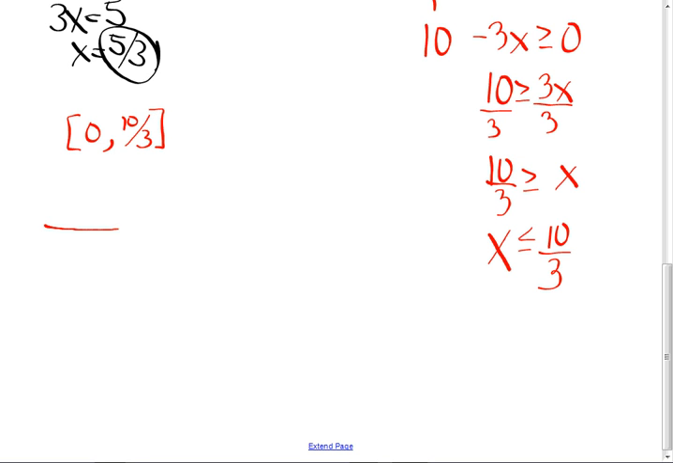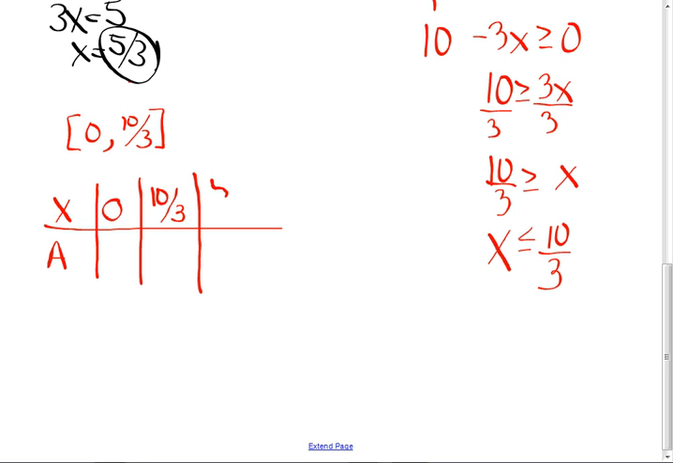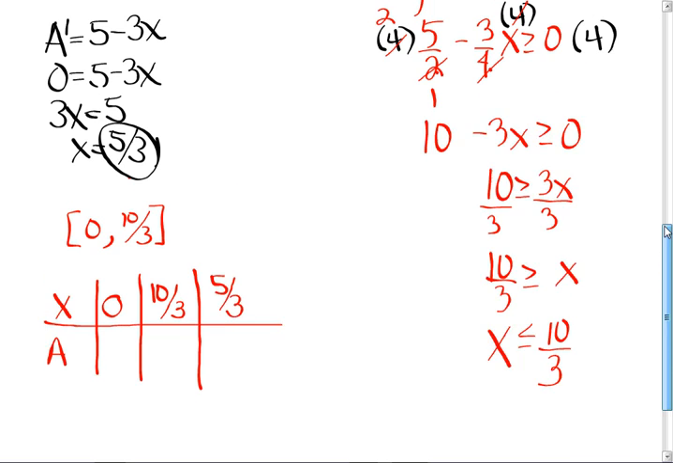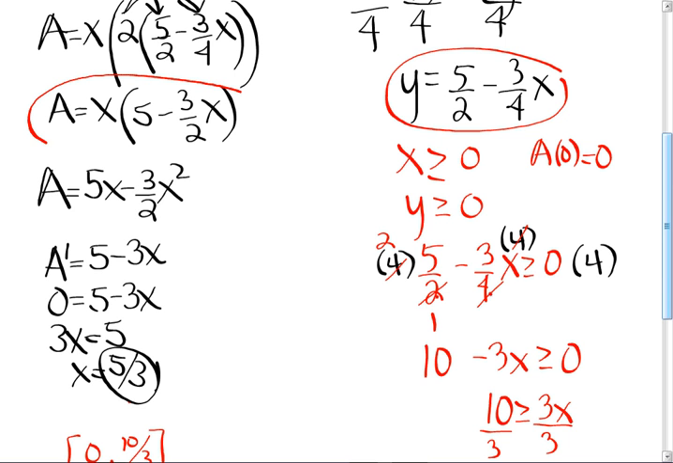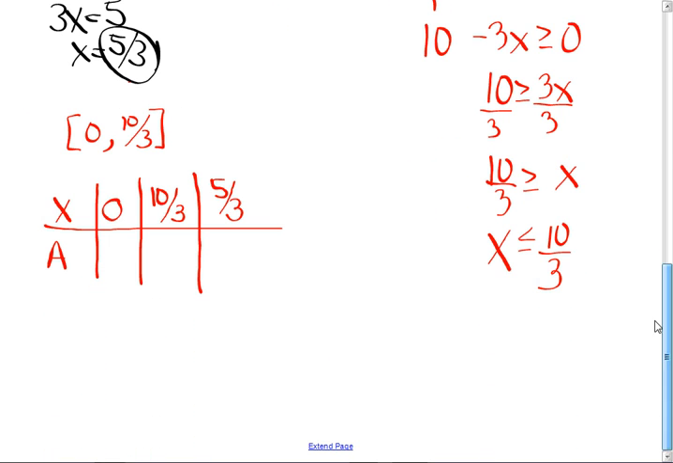So if you want me to draw a little chart here, I can. Here's x, here's a. We have the endpoints, 0 and 10 thirds, and then we have the other critical point, 5 thirds. You substitute them back into the area equation. I would probably go to this one. It's just easier to work with than the other one. So a equals 5 minus 3 halves x. I said that wrong. Okay, what's a of 0? That's easy. That's 0.